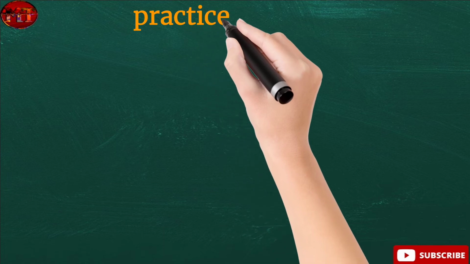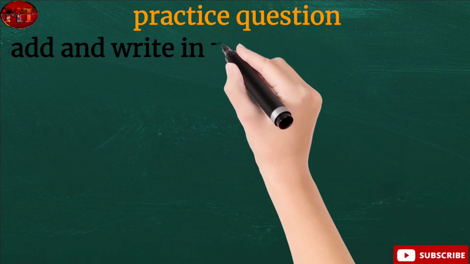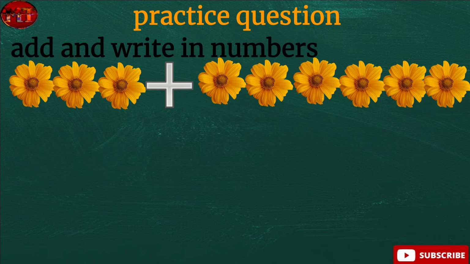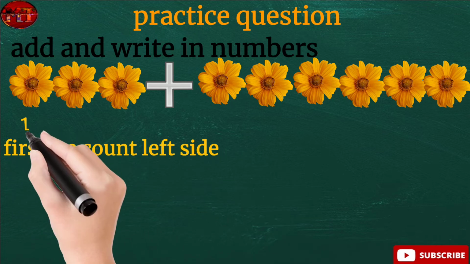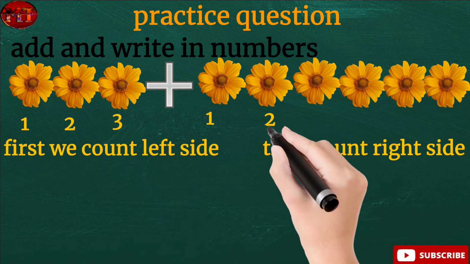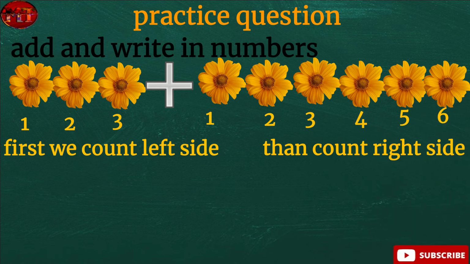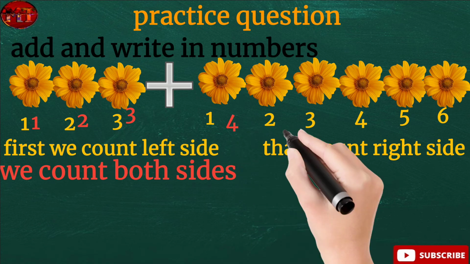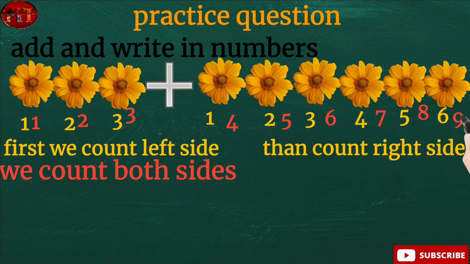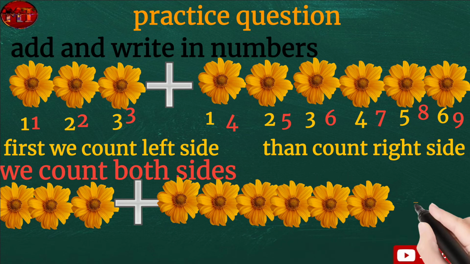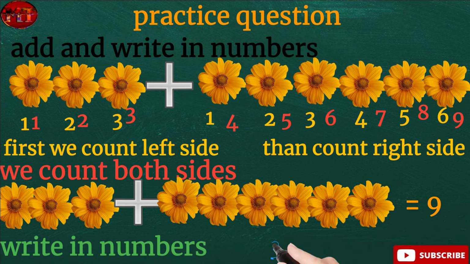Now, practice question. Add and write in numbers. 3 flowers plus 6 flowers. First we count left side: 1, 2, 3. Then count right side: 1, 2, 3, 4, 5, 6. Start counting both sides: 1, 2, 3, 4, 5, 6, 7, 8, 9. So, 3 flowers plus 6 flowers is equal to 9 flowers. Write in number 3 plus 6 equal to 9.